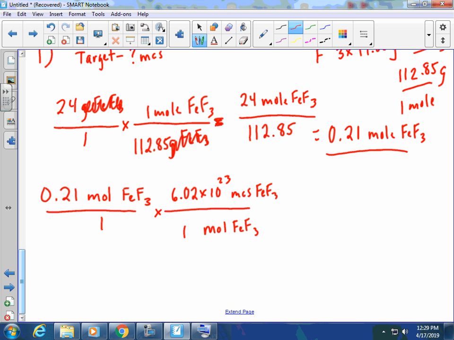So now I know that the moles of FeF3 have canceled out. The only thing I have is molecules. That's good. That's what I want to find. And so I'm going to take 0.21. I'm going to multiply the normal number times the normal part of Avogadro's number.